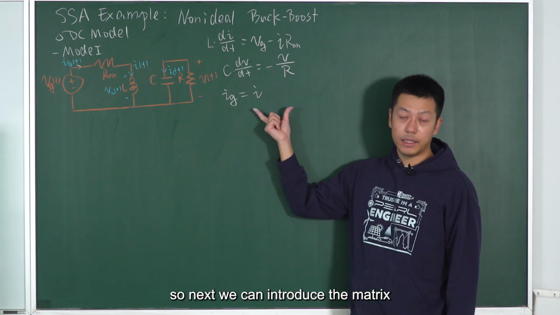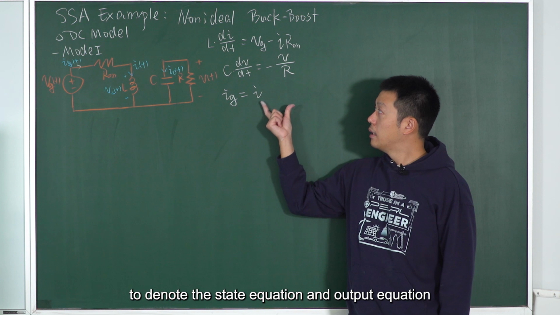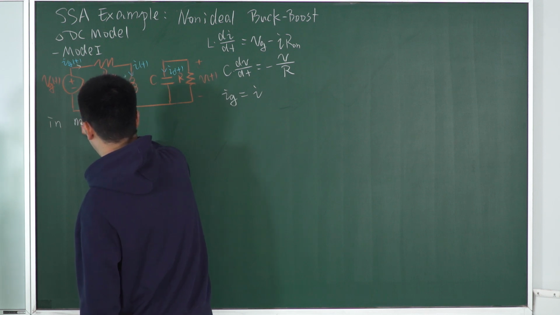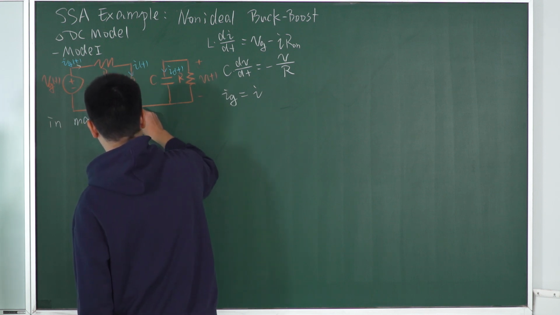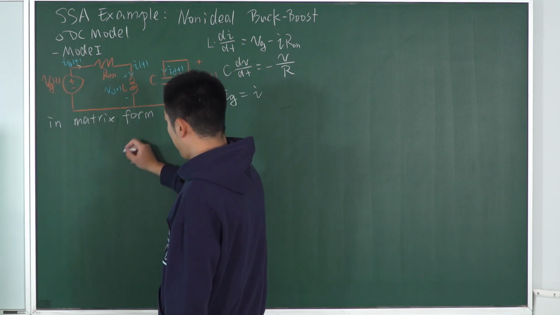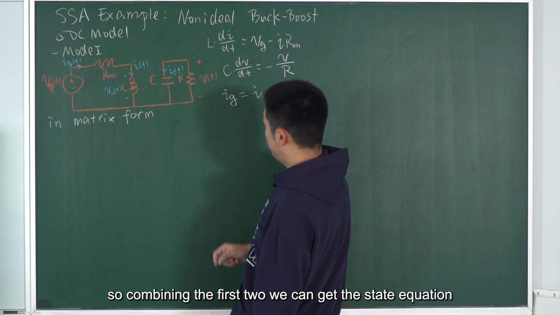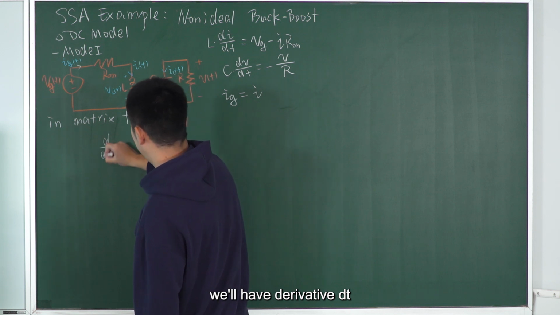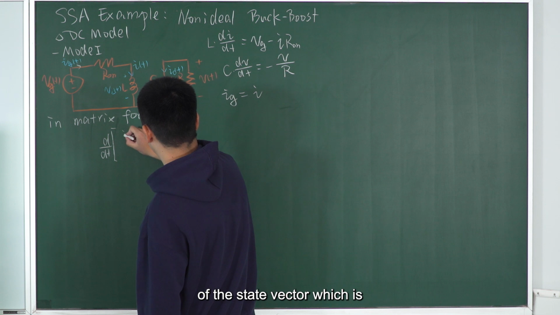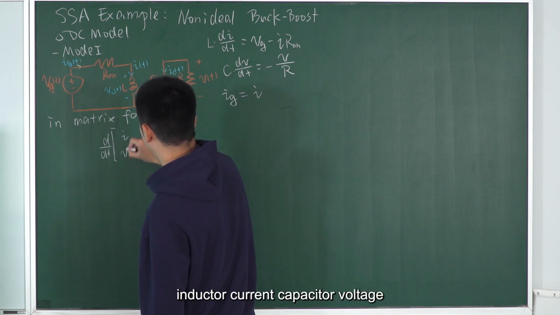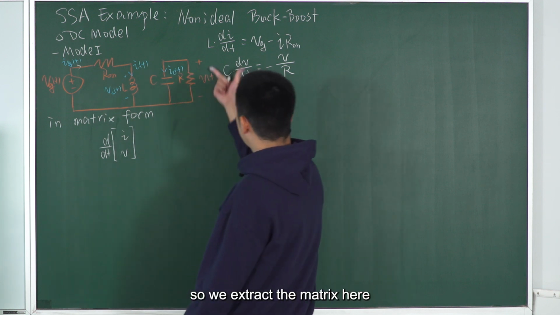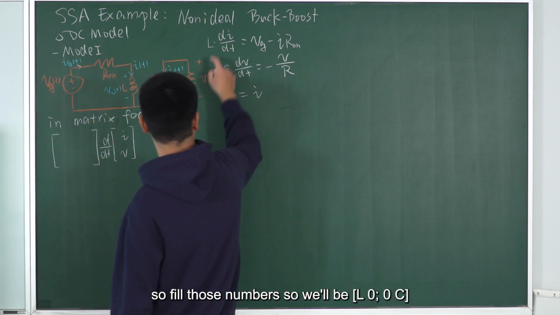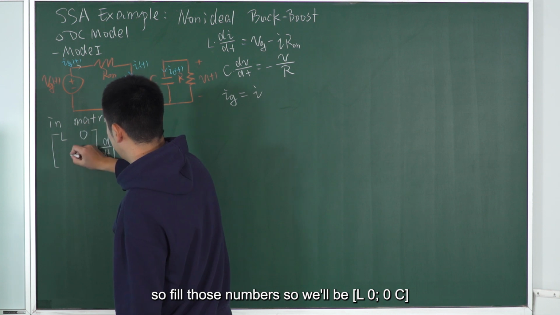Next, we can introduce the matrix to denote the state equation and the output equation. In matrix format, combining the first two, we can get the state equation. We'll have the derivative with respect to time of the state vector, which is inductor current and capacitor voltage. We extract the matrix here, which will be a 2-by-2 coefficient matrix. Filling in those numbers, it will be L, 0, 0, C.